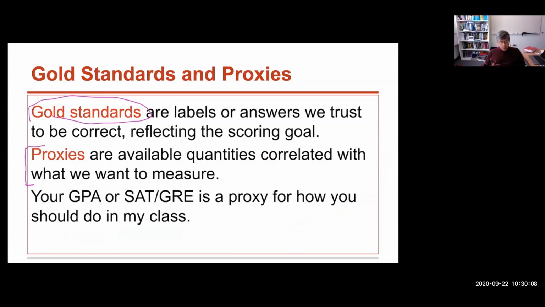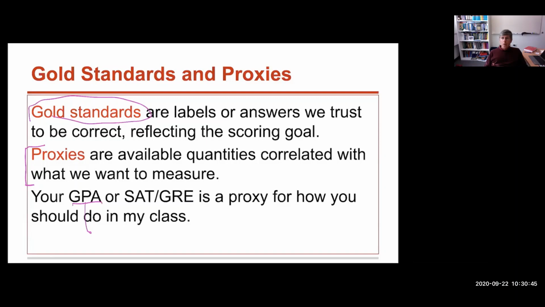A proxy is a quantity that can be measured, that we hope is correlated with what we really want. When a college is trying to admit you, they are trying to get a measure of how good a student you are. We want to admit the best students. Now, is your GPA in high school a measure of how good a student you are? The answer is yes. Is it a gold standard?